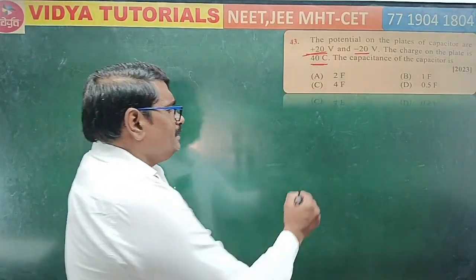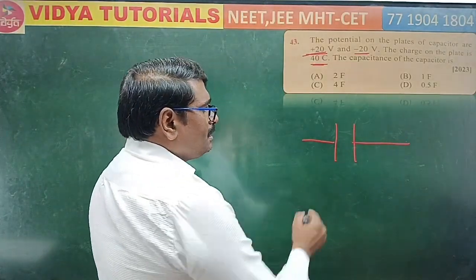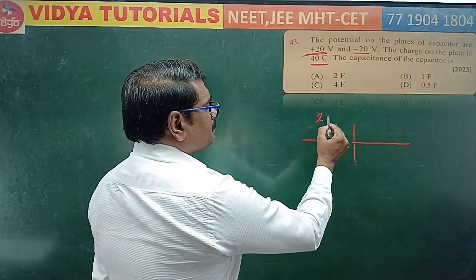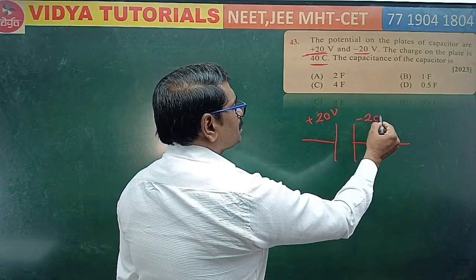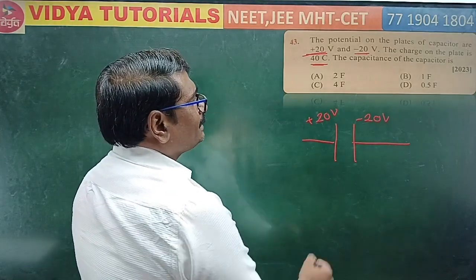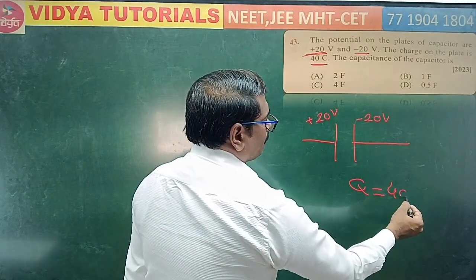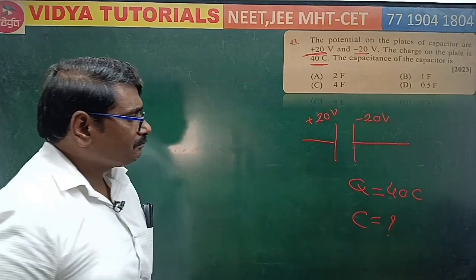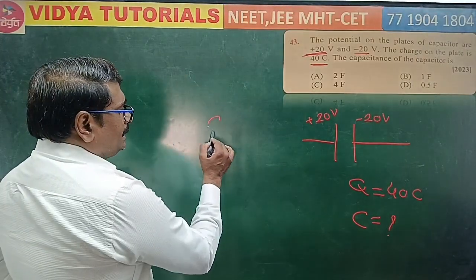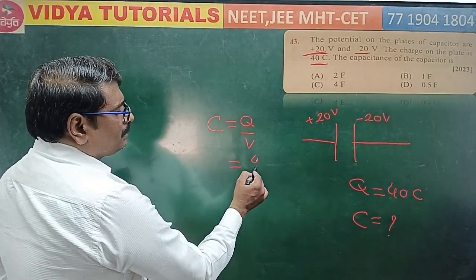Now, when we draw the figure, this is a parallel plate capacitor. Suppose the potential on this plate is positive 20 volt. Here is negative, minus 20 volt. And the charge on the plate is Q, 40 coulomb. And we have to find the value of the capacitance. We know that C is equal to Q by V. Q is given as 40. What about V?